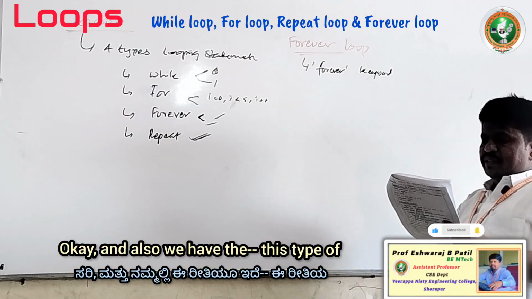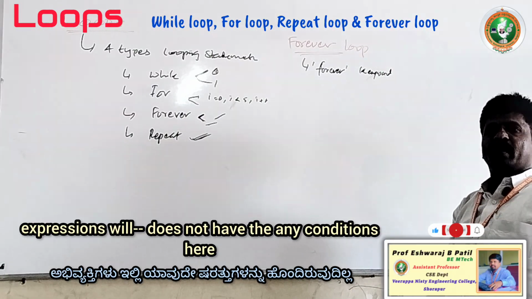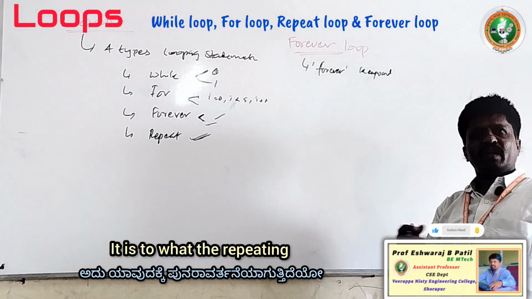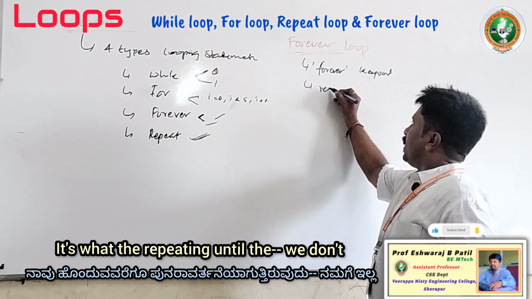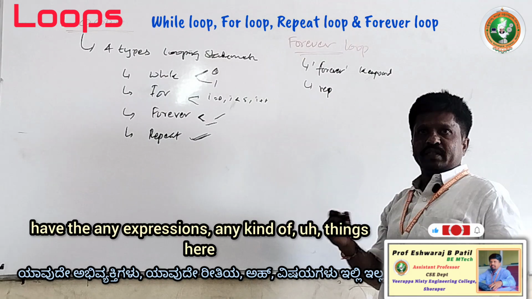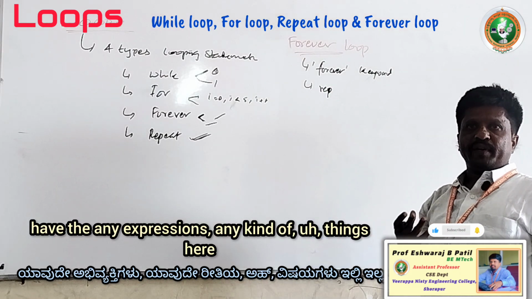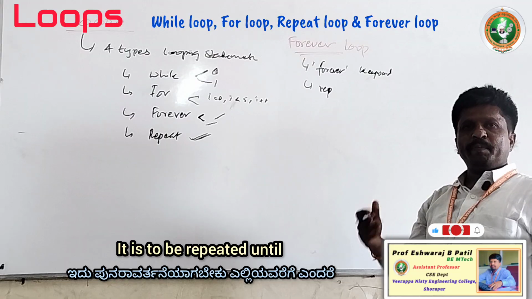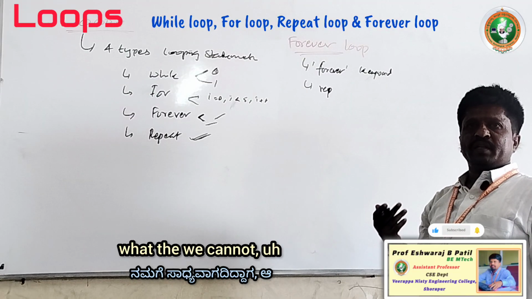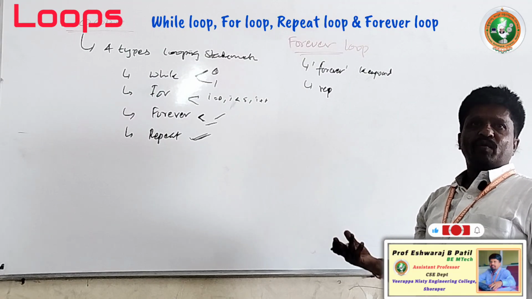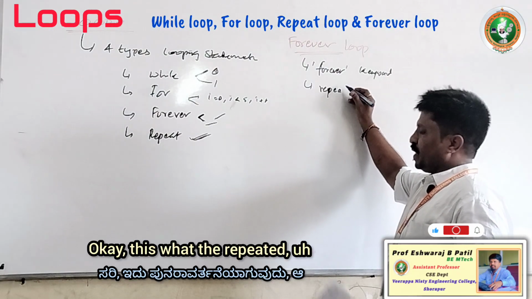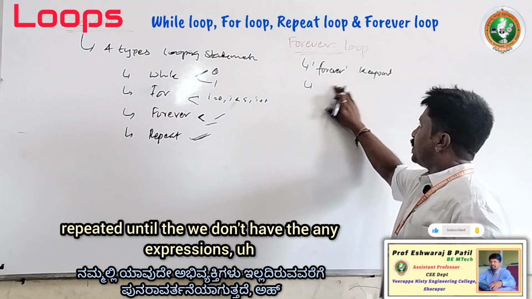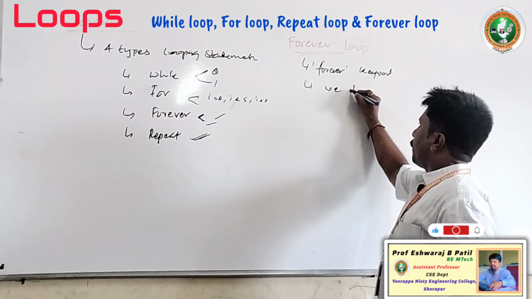This type of expression does not have any conditions here. It is repeating itself. It keeps repeating until we don't have any expressions, any kind of things here. We don't have any conditions. It is to be repeated until we cannot reach any of the conditions. We don't have any conditional statements here. It repeats until we don't have any expressions.